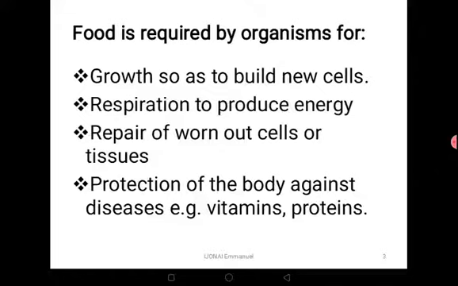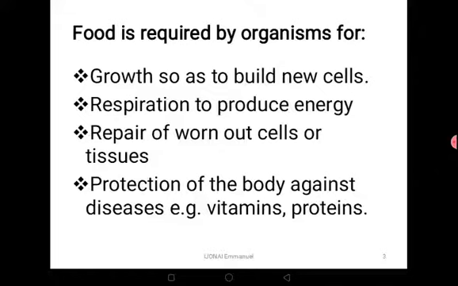Secondly, we also require food for the process of respiration in order to produce energy that we require. Energy which is used for thinking, for muscle contraction, even for cell division, and for many other body activities.